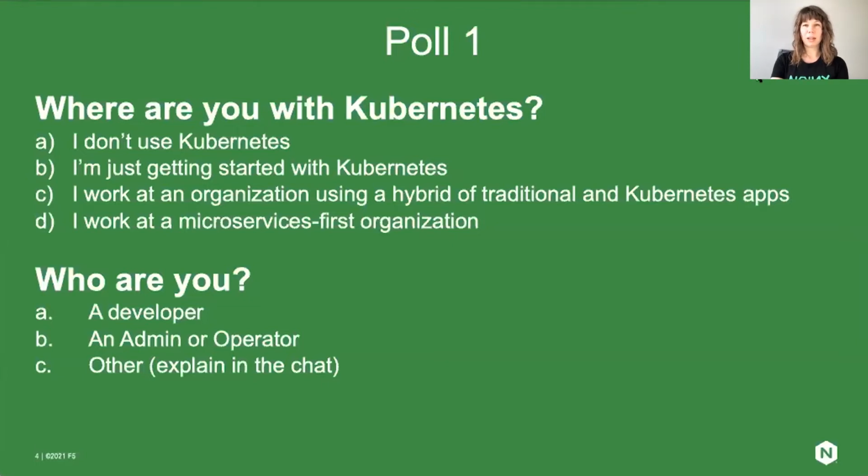I'll go ahead and close this first poll and share the results so you can take a look along with us. We're seeing a very common distribution when we run these polls, starting with about 15% who aren't using Kubernetes yet, 34% just getting started, 43% using some kind of a hybrid, and then a small group that are microservices first. This is definitely very typical of what we're seeing from the community.